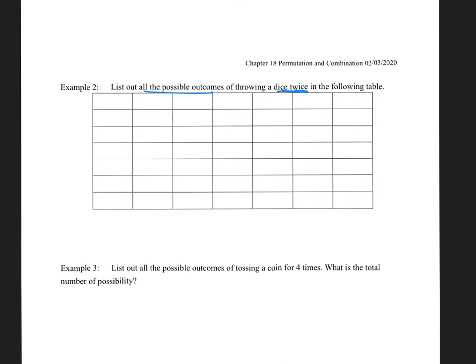The way we write it is: for the first round, maybe I put it in columns, and you have 1, 2, 3, 4, 5, 6.